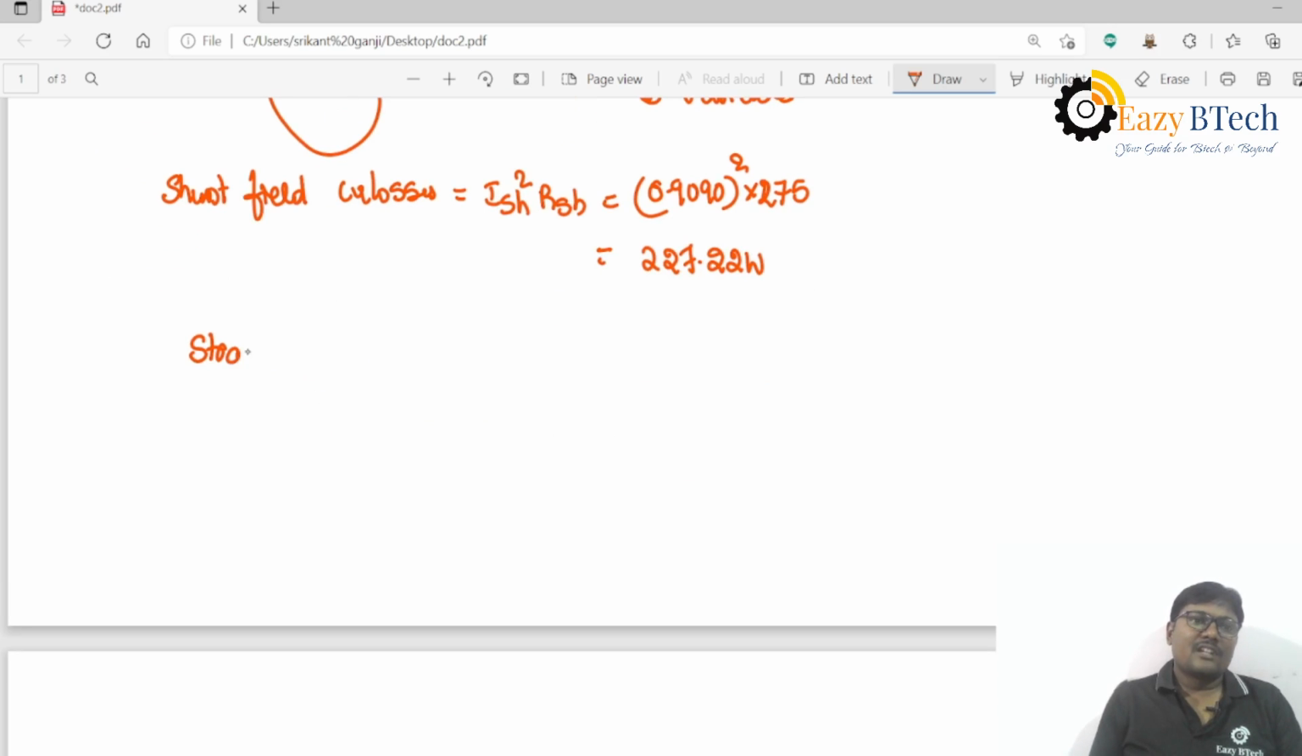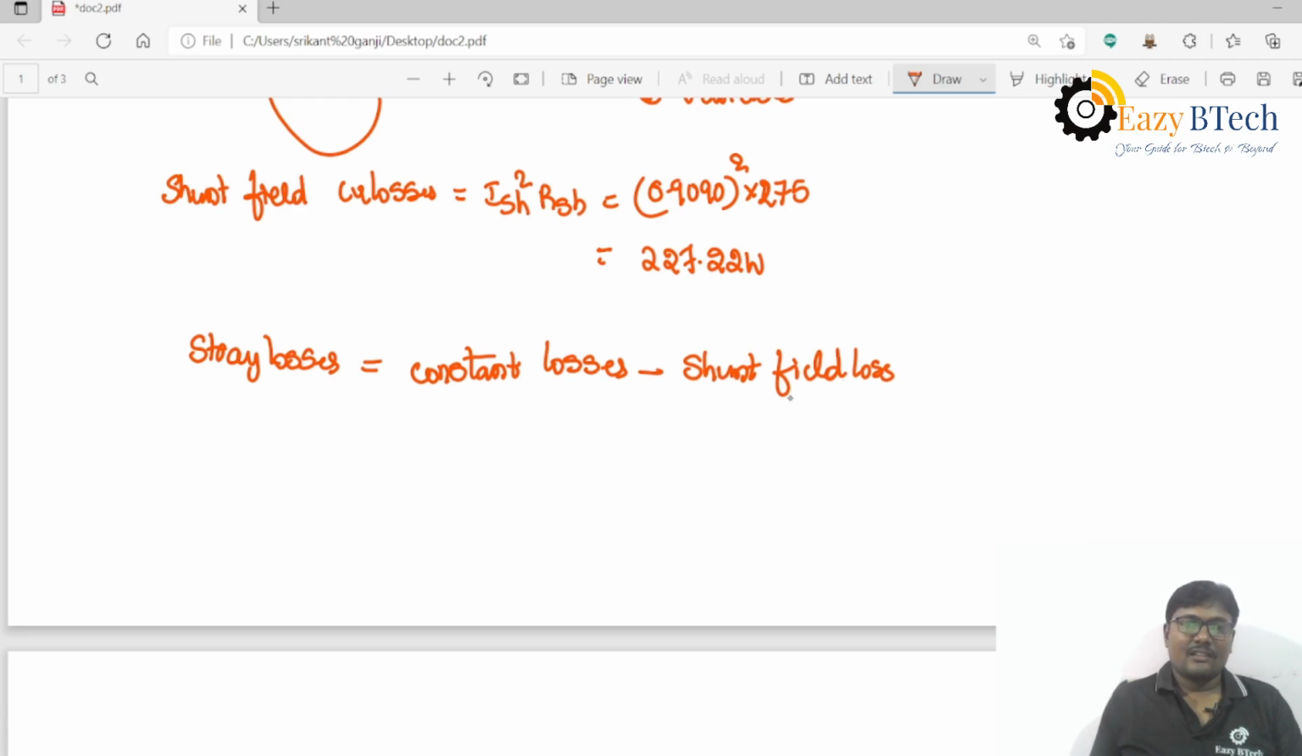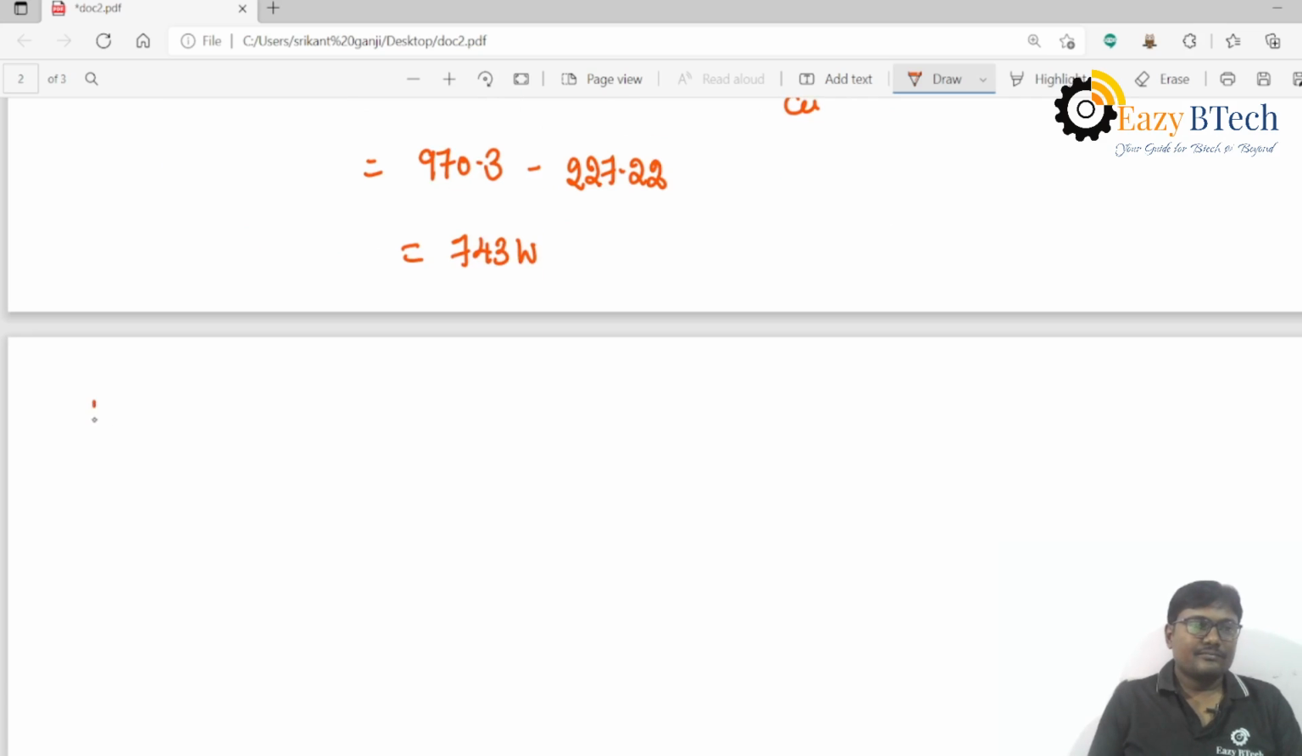So we can find the stray losses. Stray losses is equal to the constant losses minus the shunt field copper loss. So 970.3 is the constant losses, the shunt field copper loss is 227.22, and finally I got 743 watts.